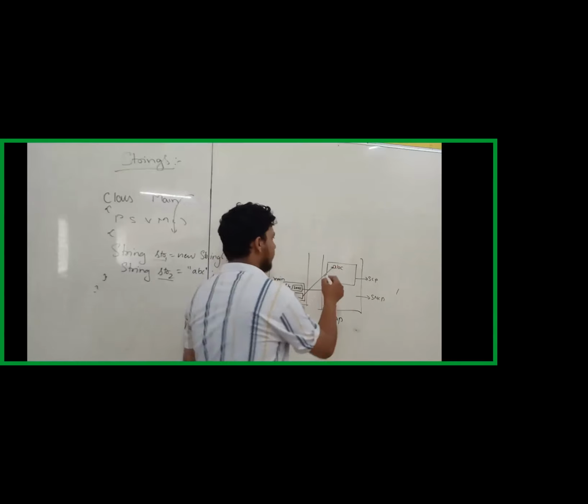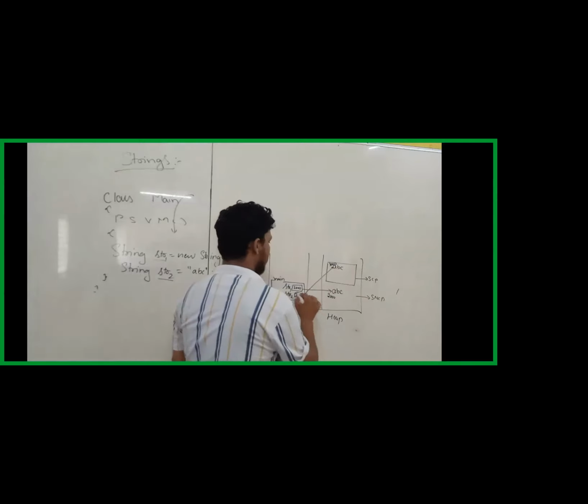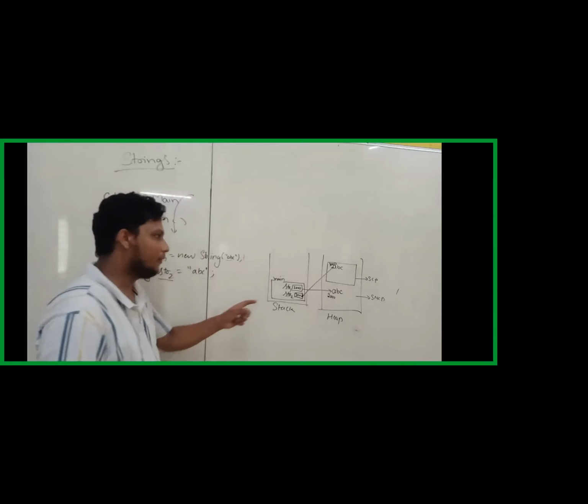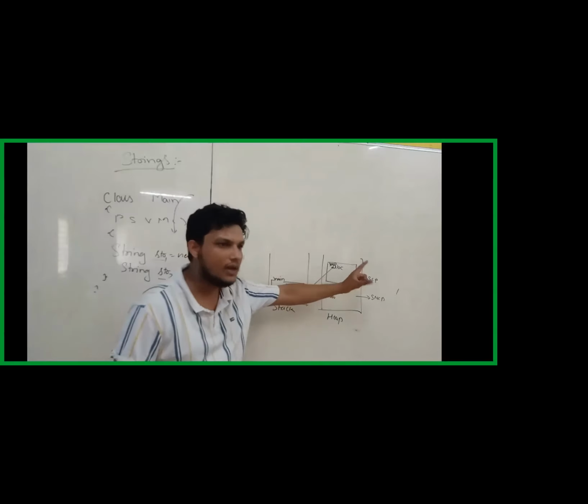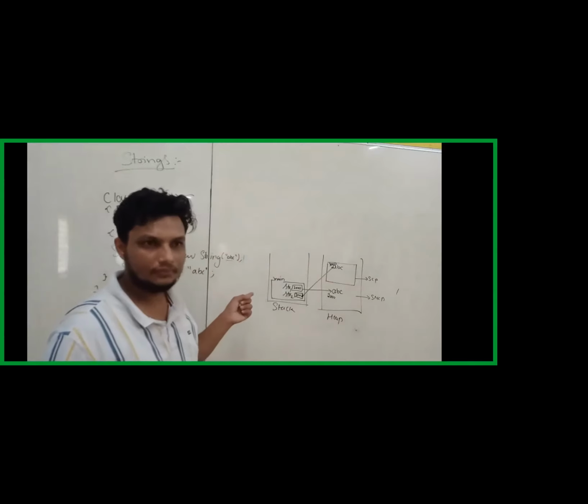Let me take an example. This has 3000 and this has 3000. Am I clear? How many objects are present inside a string constant pool? One inside, none outside. You people have written this one. Copy fast.